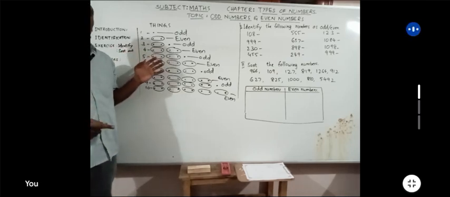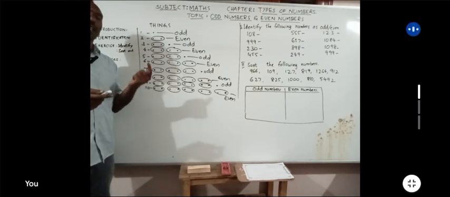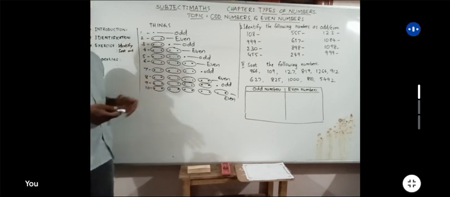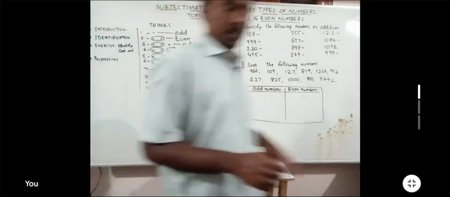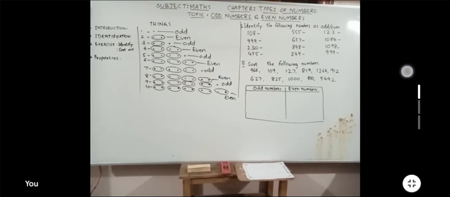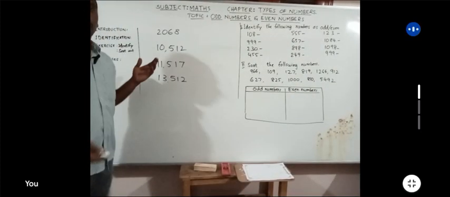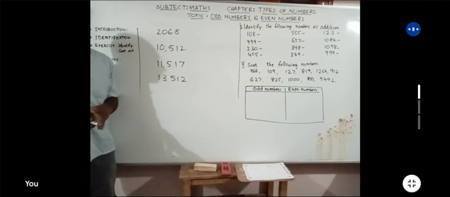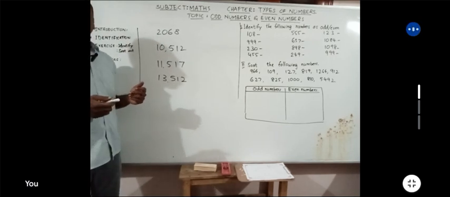See, the definition is when you make pairs, if nothing is left, it is an even number. When one thing is left out without pairing, it is an odd number. Okay? See, how can you check whether a given number is odd or even? Now let us do that one. When big numbers are given, how can you identify whether the given number is an odd number or an even number? For that, we can use one method.